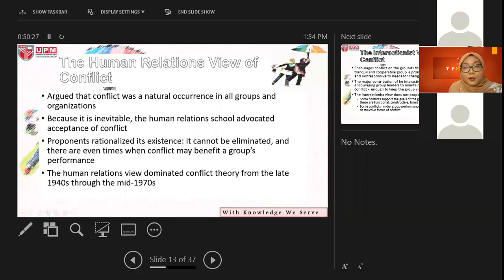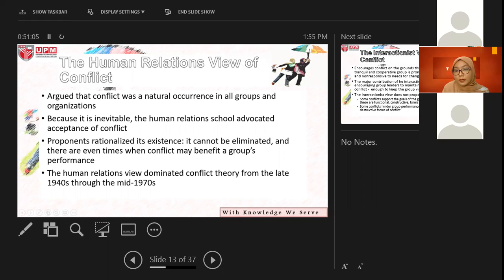The second one is the human relations view of conflict. Okay, the human relations view ni dia start to become modern, the modern view. So it is argued that conflict was a natural occurrence in all groups and organizations. Based on this view, it starts to accept that conflict is a natural situation, a natural phenomenon, because it is inevitable. It's been accepted that conflict is something that we cannot avoid.